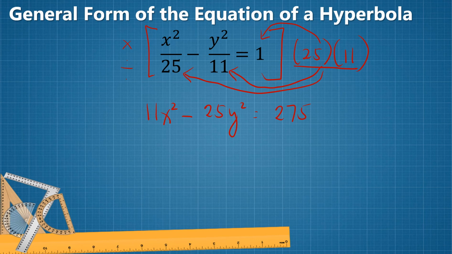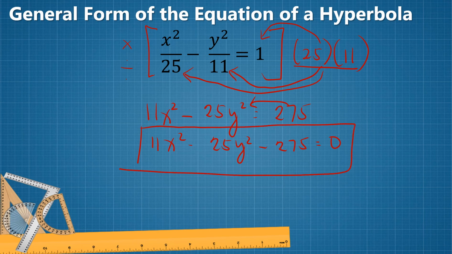After that, we're going to transpose 275 to the other side. So it will be 11x squared minus 25y squared. Since we transpose positive 275, it will become negative 275 is equal to 0. And this is the standard form of the equation of a hyperbola. Or the general form, the equation of a hyperbola.